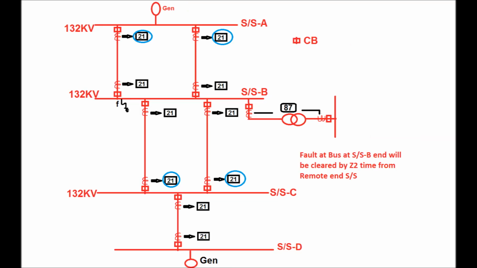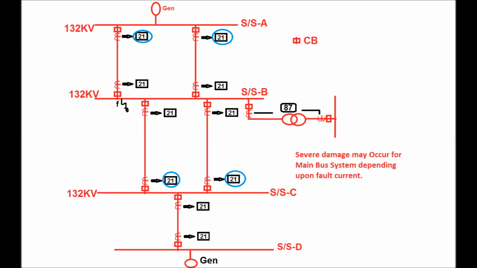Now consider there exists no busbar protection relay at substation B end and a fault occurs at the main bus of the substation B end. Due to the fault at the main bus of the substation B end, at the remote end substations, that is substation A and substation C end, the line distance relay will pick up and clear the fault at zone 2 time, that is, at about 300 to 350 millisecond time delay the fault will be cleared.